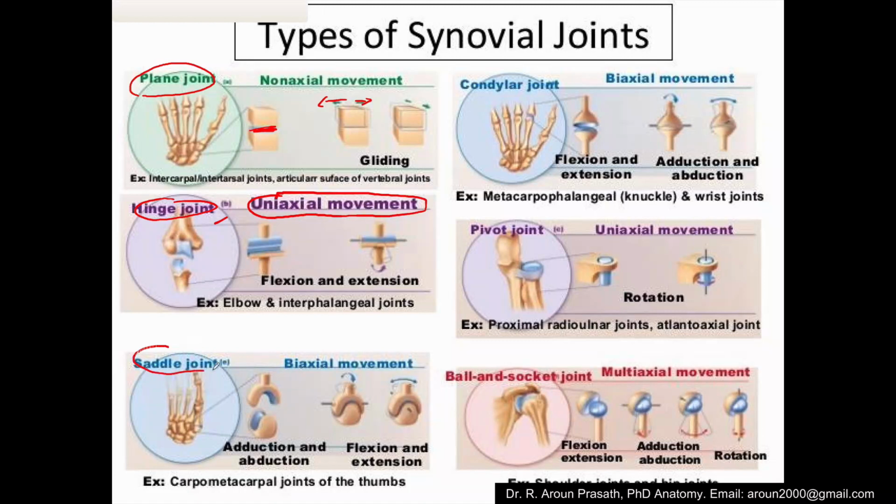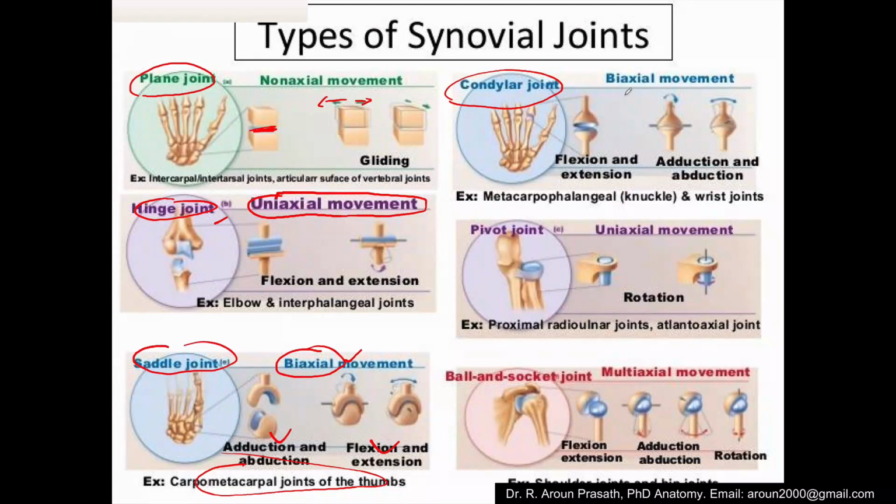Then the saddle joint allows biaxial movement, that is, movement in two axes: abduction and adduction, and flexion and extension. This can take place in the carpometacarpal joint of the thumb. Then there is the condylar joint.